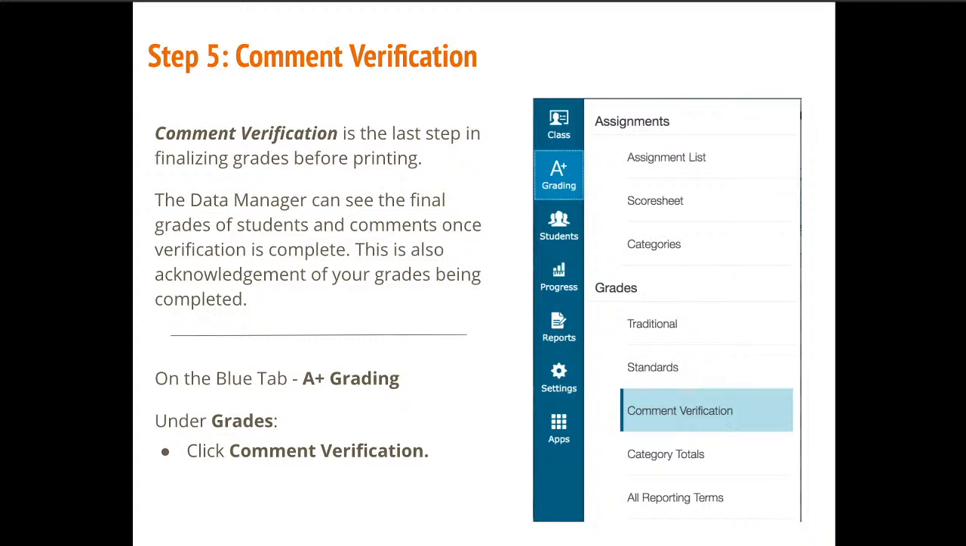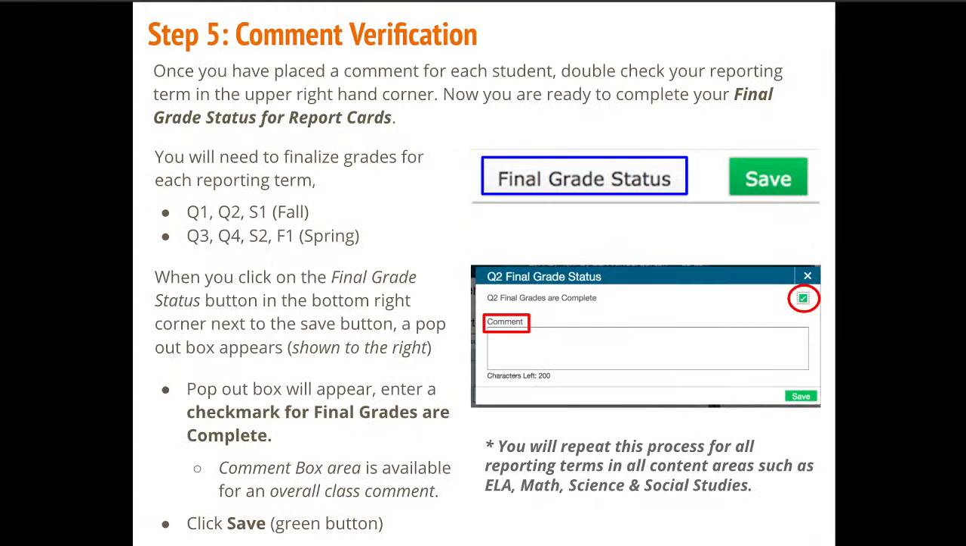It is always just a good area to make sure that everything has been pushed through. So in order to get to the comment verification, again, it's the A+ grading tab, you'll click comment verification. Once you're there, in order to verify, you're going to, again, make sure you're on the correct reporting term.